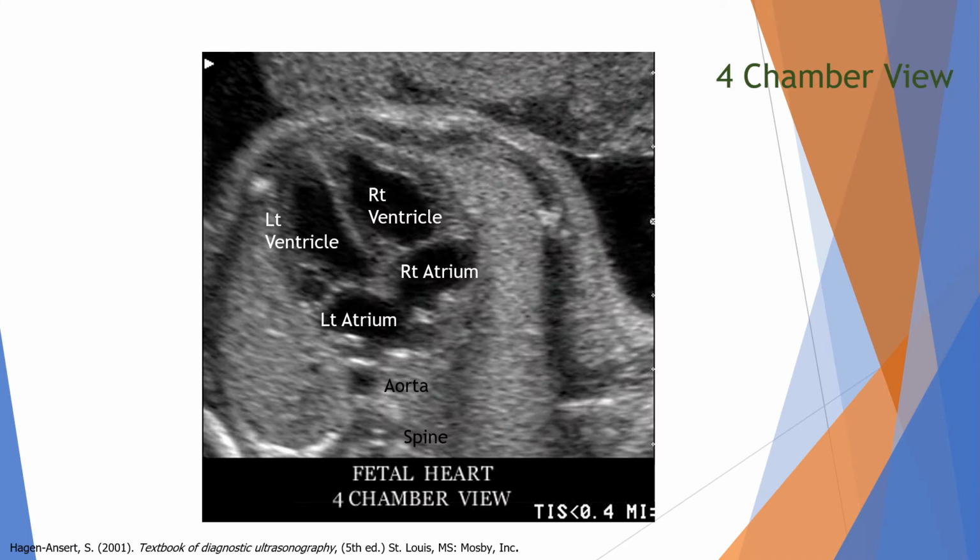So here's a normal 4-chamber view. This is a normal heart. We're able to identify the different areas of the heart because we can find the spine and the aorta, and we know that the closest portion of the heart to the aorta is the left atrium.